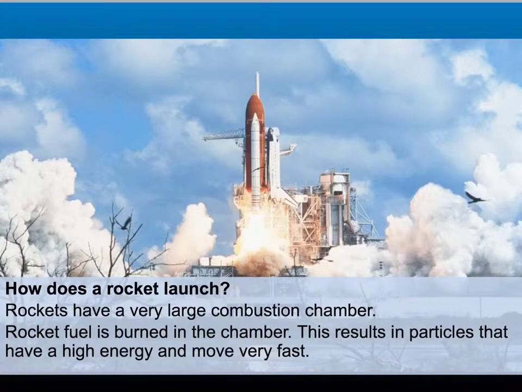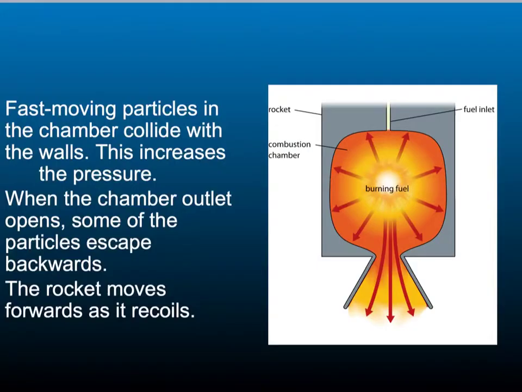Rockets work on the same principle as an explosion. So the rockets have rocket fuel inside the combustion chamber. This means that the particles have a very high energy and they move very, very fast. Inside the chamber, the particles crash into the sides, causing a high pressure. The hotter the gas gets, the faster the particles move, and the higher the pressure. The pressure can also be increased by reducing the volume of the gas, but this is not very practical. Some of the particles escape out of the bottom of the chamber. The force pushing these particles out is the same as the force pushing the rocket up, so the rocket accelerates upwards.